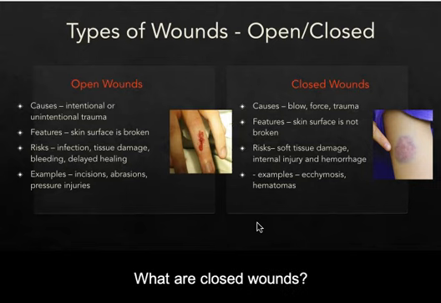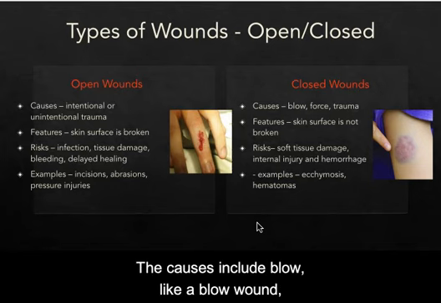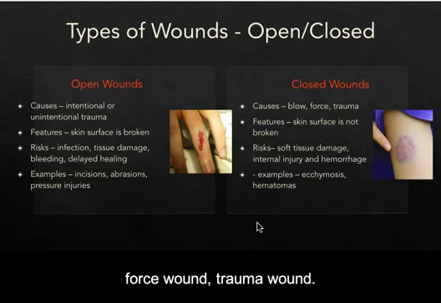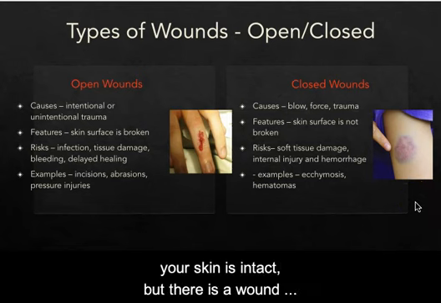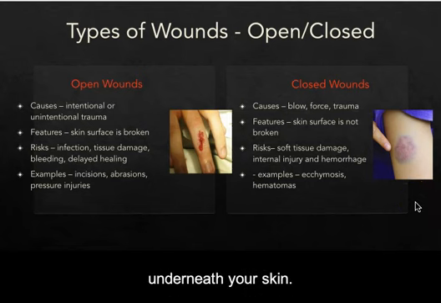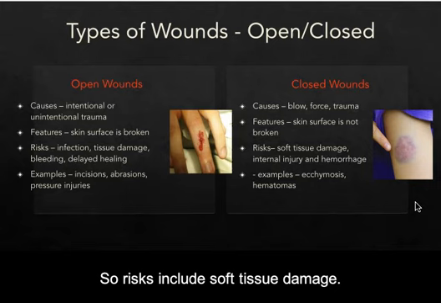What are closed wounds? The causes include a blow, like a blow wound, force wound, or trauma wound. When you get hit by something really hard, your skin is intact, but there's a wound underneath your skin. So risks include soft tissue damage.